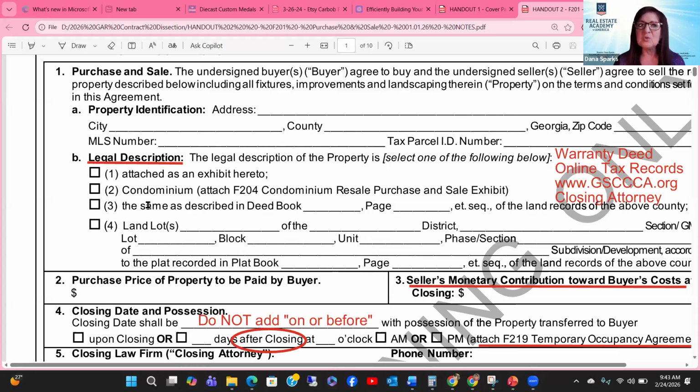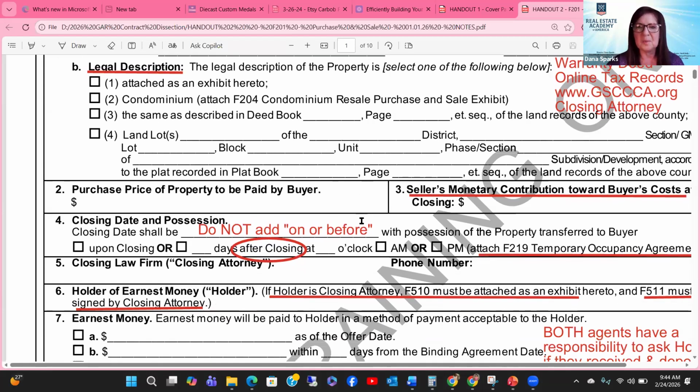If it is a condominium, you do need to attach the F204 Condominium Resale Purchase and Sale Exhibit, which has a different legal description for a condo rather than a fee simple property. Deed book would be the warranty deed book and page. Here is where you can get the information: the warranty deed, online tax records, gsccca.org, the closing attorney. Do not fill out number 4 if you do not have all of that information. If all you have is land lot and district, don't fill it out. That is not a complete legal description and will not help the property.